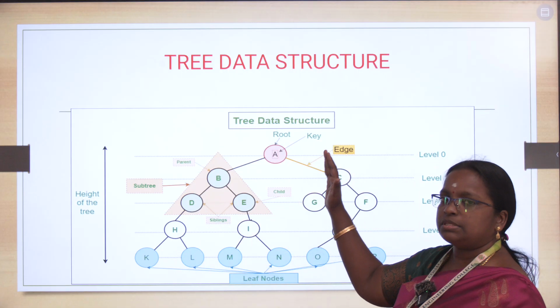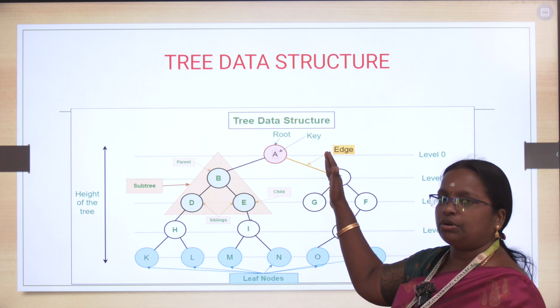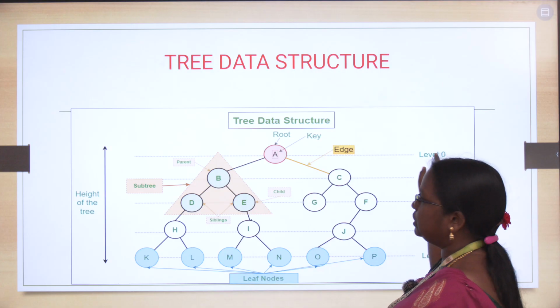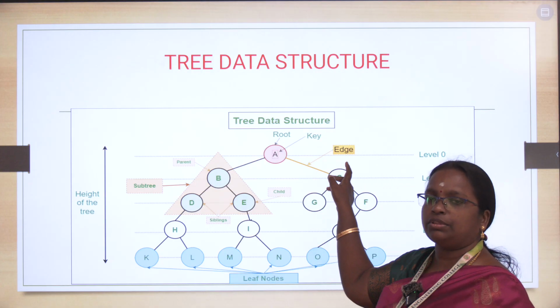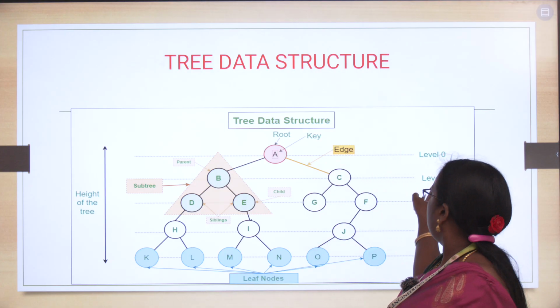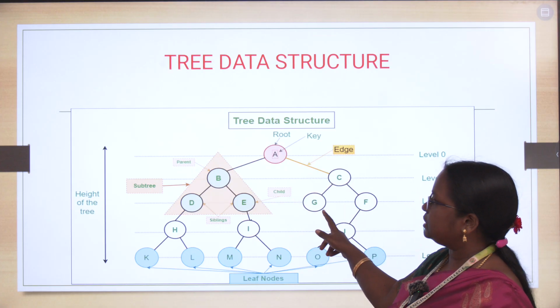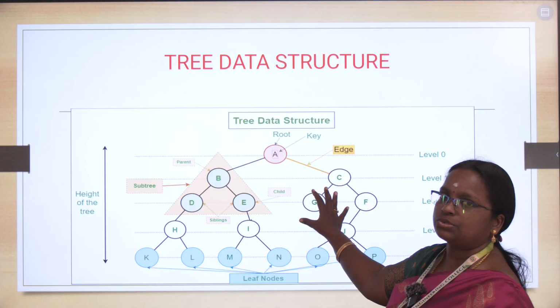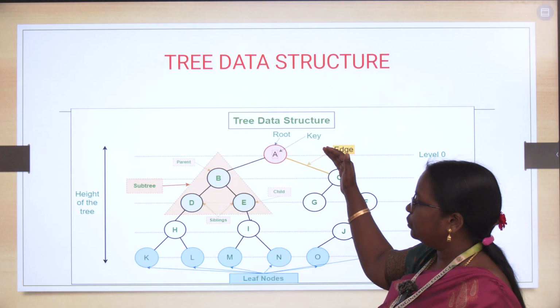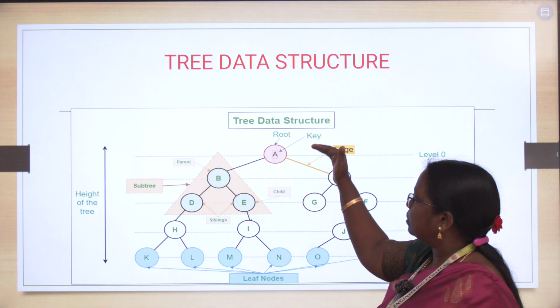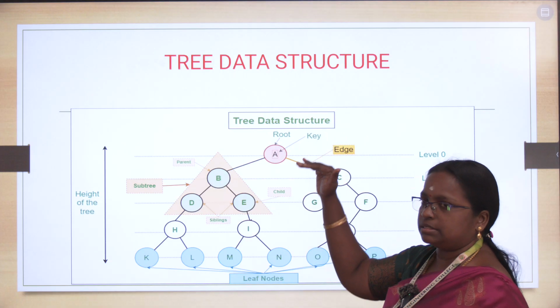In this tree structure, we can analyze the height of the tree. The first level is level 0. For the height we count level 0, level 1, level 2, level 3, level 4. I have given a diagram representation. Here the height of this tree is 4. You can make as many heights as you want, depending upon your root, parent and subtree.